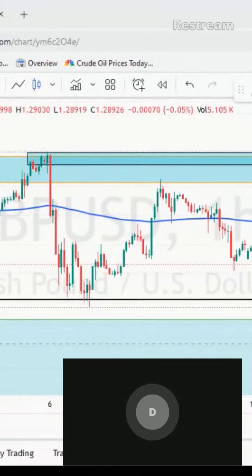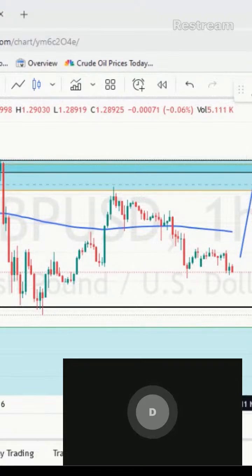But the overall trend is still buy. It's still bullish. The overall trend is still bullish, but we still need to sell to this support before the bullish trend will continue. So for this week, this is what I'm looking at on GBP USD: the price will pull back to this place, then I sell from here down to this place.